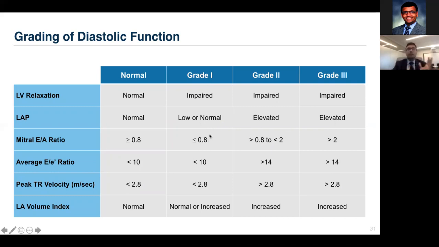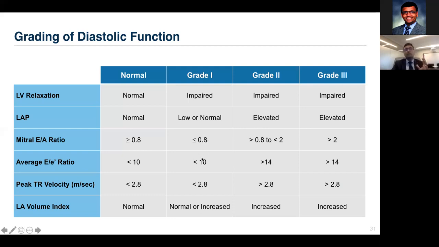Majority of the times it will be normal if it is lower than 0.8. And if it's elevated more than 2, then it's a grade 3. In fact, this is very simple. If the transmitral filling pattern in a patient who's got systolic dysfunction, and you're trying to grade the diastolic dysfunction, and the E by A ratio is more than 2, the job is done. This is elevated filling pressure, it's grade 3 diastolic dysfunction. And if the ratio is less than 0.8, majority of the time, it will be grade 1, except in certain situations.